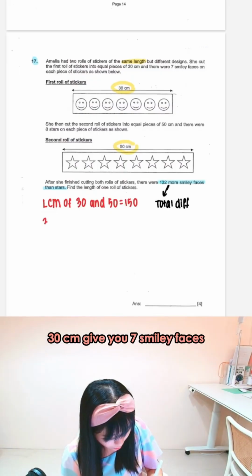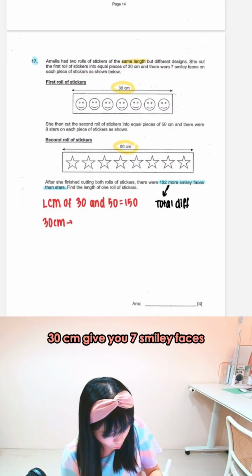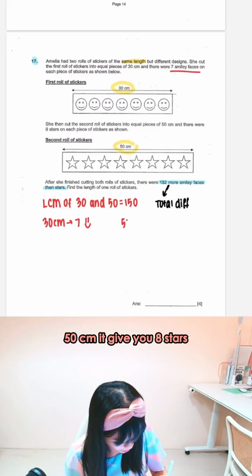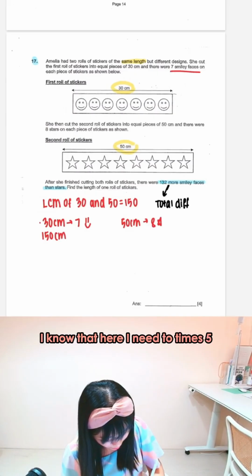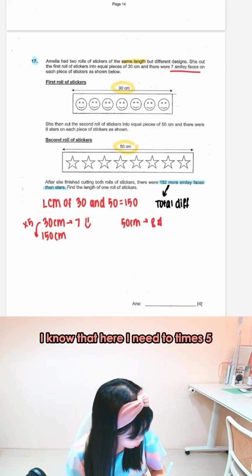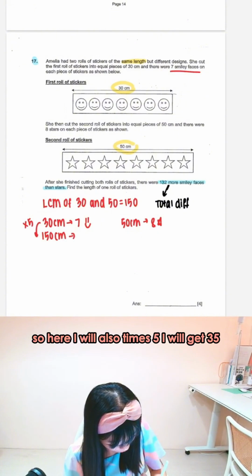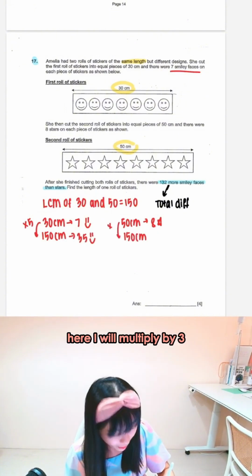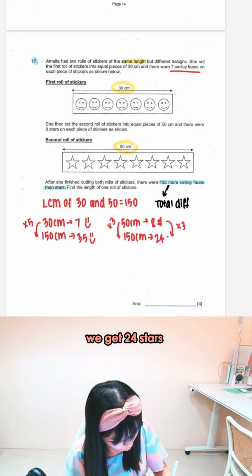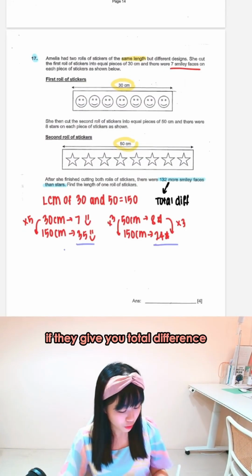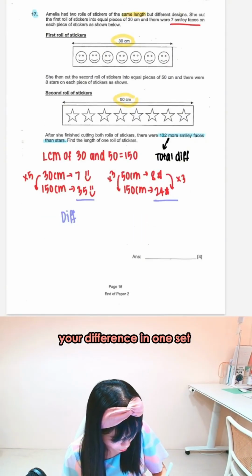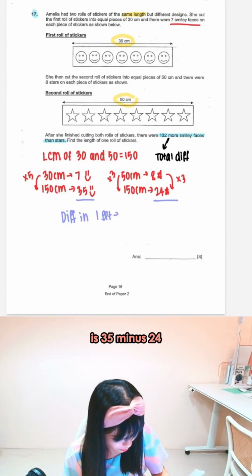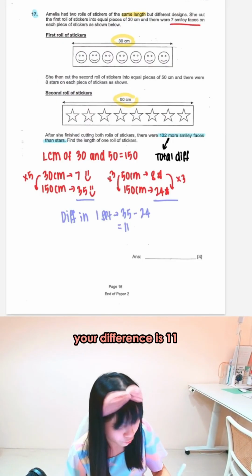150, yes. 30 cm gives you 7 smiley faces. 50 cm gives you 8 stars. To make it to 150 cm, I know that here I need to times 5. So here I will also times 5. I will get 35. Here I will multiply by 3. We get 24 stars. If they give you the total difference, you must find the difference here also. Your difference in one set is 35 minus 24. So when you minus, your difference is 11.